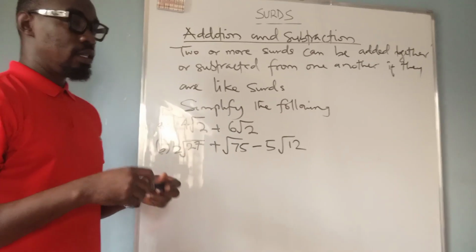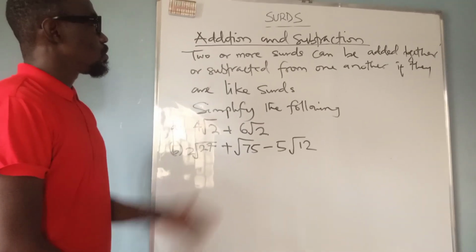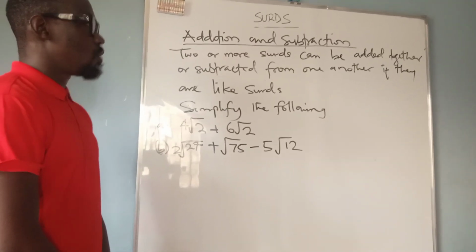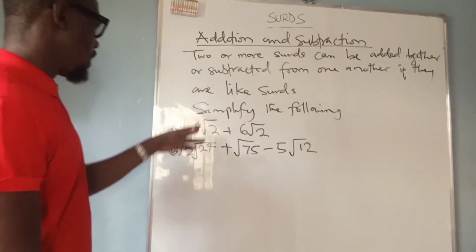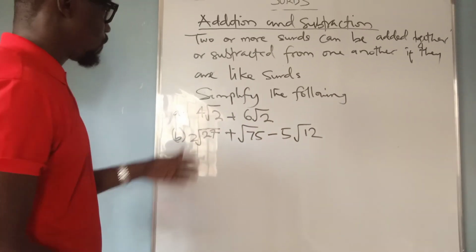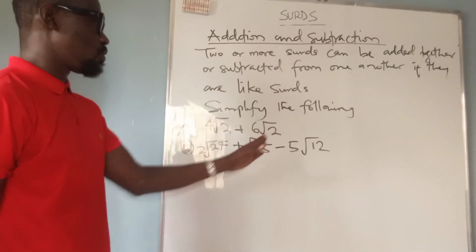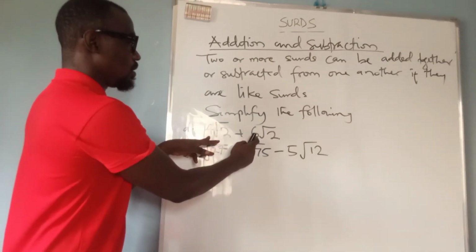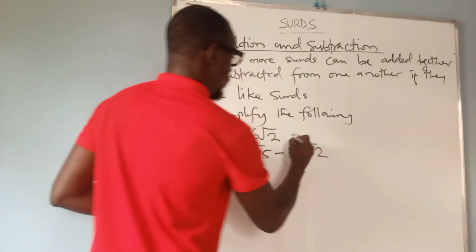The next topic is addition and subtraction of surds. Two or more surds can be added together or subtracted from one another if they are like surds. So let's tackle example 1. If you look at the surds here, they are similar. So this one is very, very simple in the sense that you can bring the numbers out, then you make them have uniform surds.